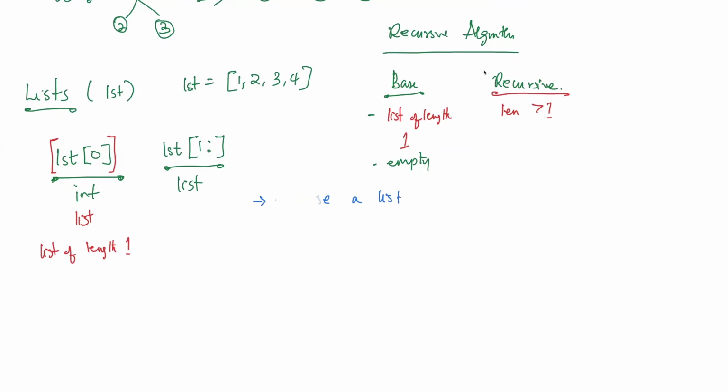Let's make it even easier. Sum the list. So you're going to give a list like 1, 2, 3, 4. Everybody can do this with a loop. Now I want to do it recursively. So let's write our code here.